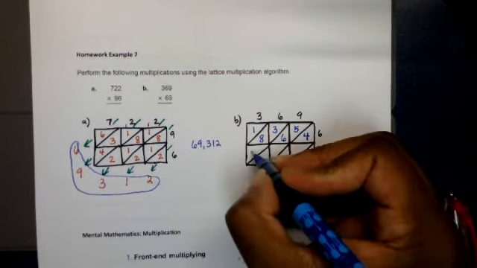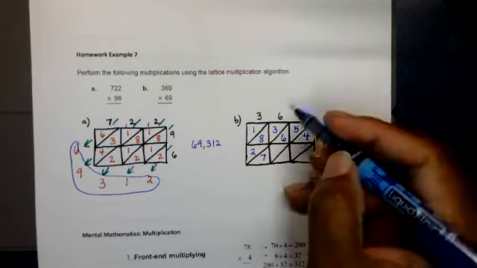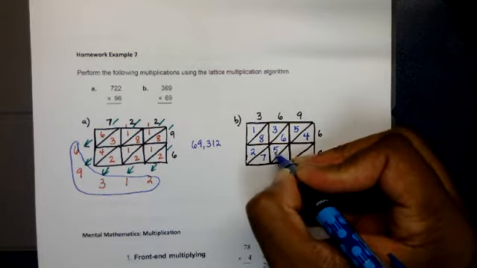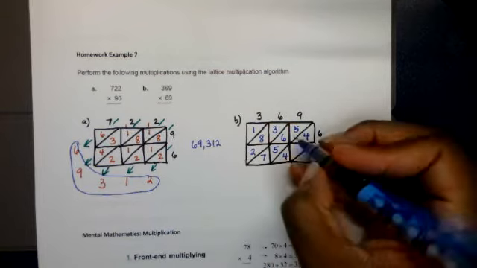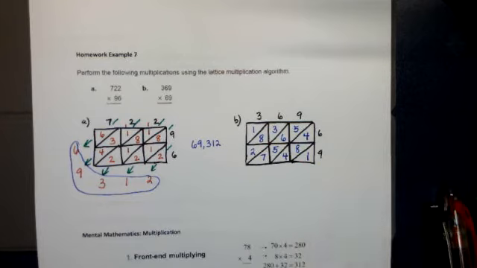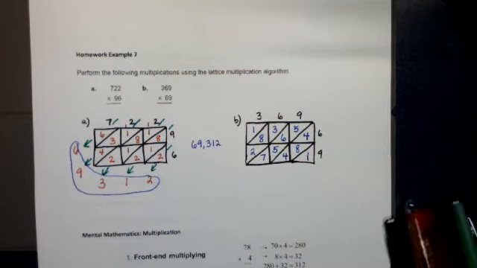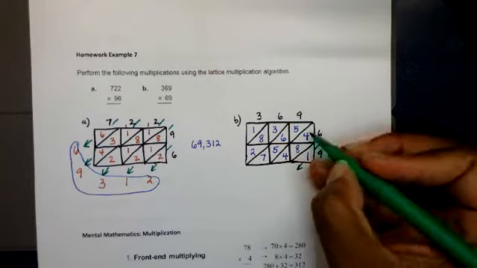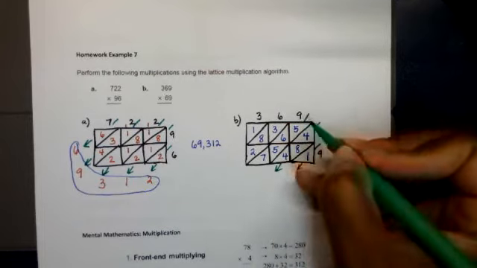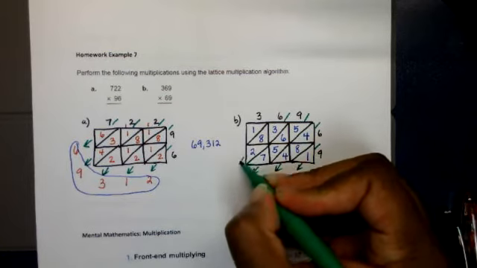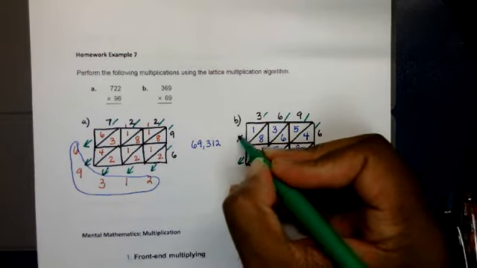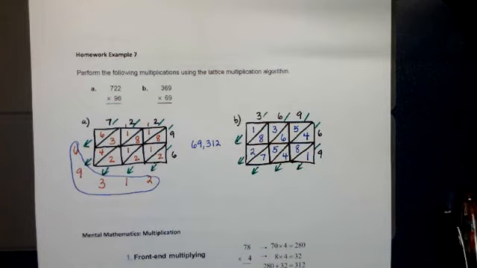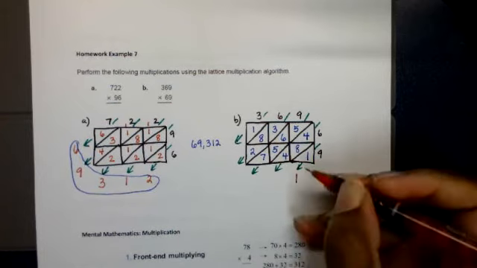So 3 times 9, that's 27. 6 times 9, 54. 9 times 9, 81. Now we're going to add along the diagonals here. So in this case here, I have nothing to add to this 1, so I bring that down.